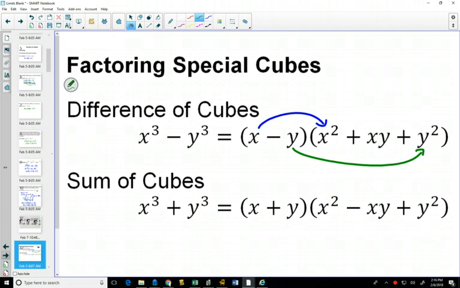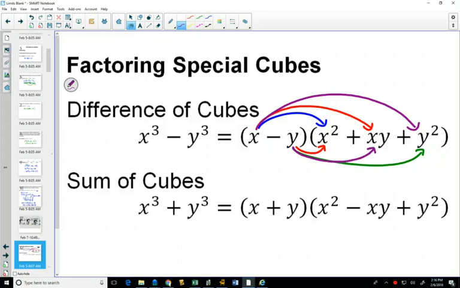Now, when everything else gets multiplied through here, can you see that when I multiply this times this, I would get an x squared y. And when I multiply this times this, I would get a negative x squared y. And those would cancel out. If I multiply this times this, I'll get a positive xy squared. And when I multiply this times this, I'll get a negative xy squared. So if you multiply and distribute everything here, everything would cancel out except for the blue, which is the x times the x squared, giving me x cubed, and the green, which is the negative y times the y squared, which would give me negative y cubed.